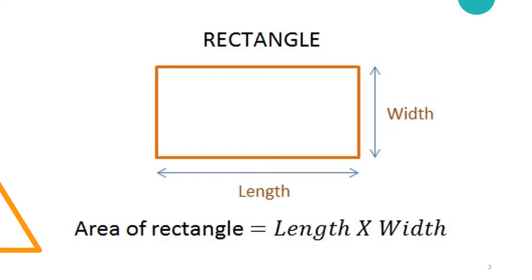In a rectangle, four sides are there. Opposite sides are equal to each other. That means we have two length and two width, or we can say breadth. So area of rectangle is length into breadth.